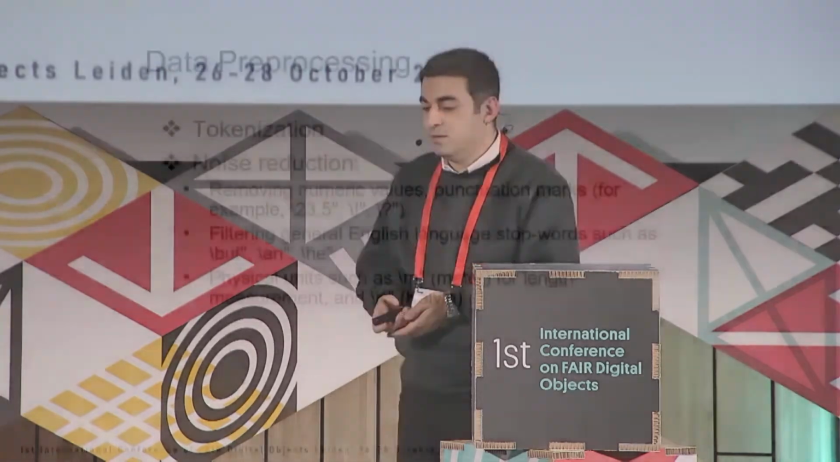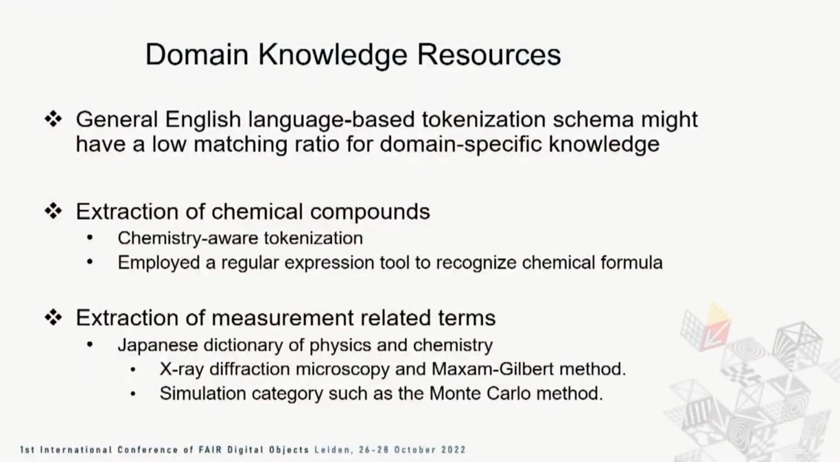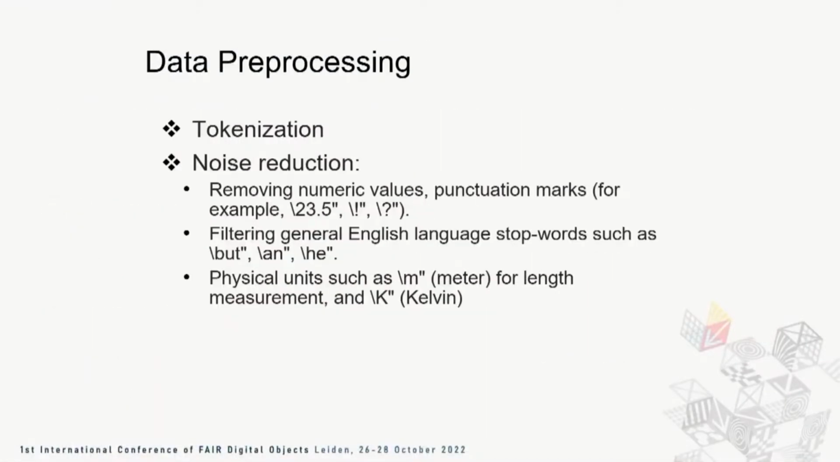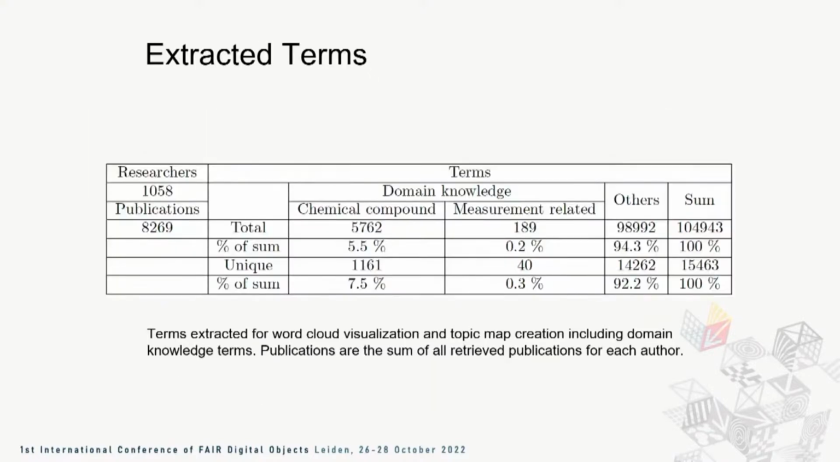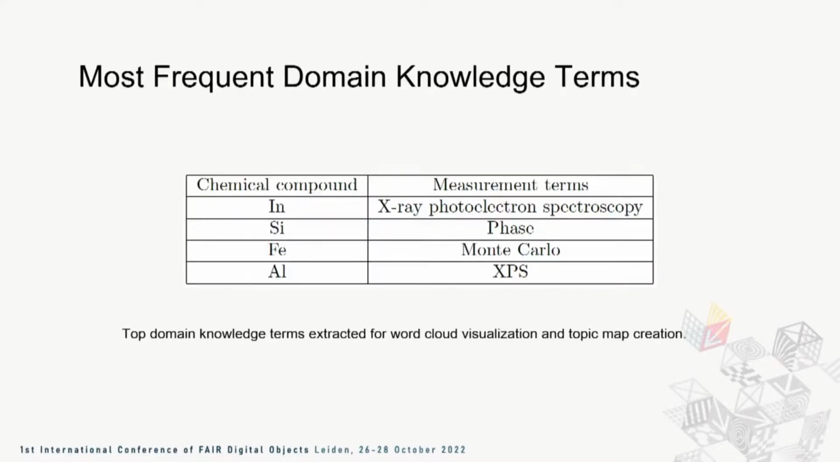So this is the data we collected. We tokenize and remove, for example, English language stop words like punctuation, and physical units, which are not of significance. We use regular expressions to extract chemical formulas. We use a Japanese dictionary translated to a digital English version to extract measurement-related terms. And this is an overview of the number of terms we extracted.